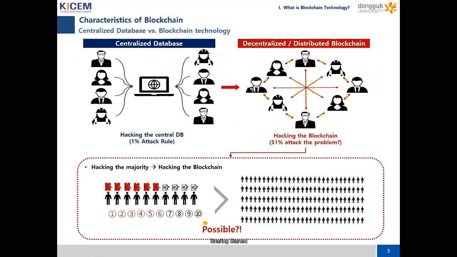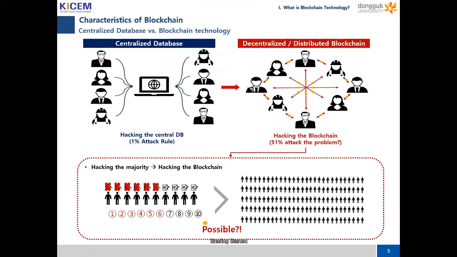So let me get into some of the characteristics of blockchain. Maybe most of you are familiar with these characteristics, and maybe compared to the centralized database, it is a distributed and decentralized system.